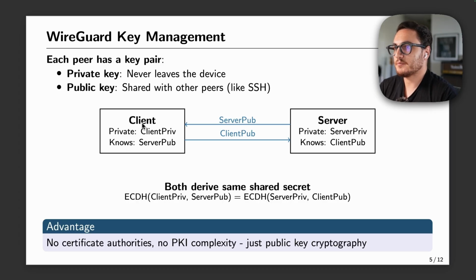The client generates a public key and shares it with the server. The server does the same. They both generate the same key with the elliptic curve Diffie-Hellman. There are no certification authorities, no PKI complexity, just public key cryptography, just like SSH.